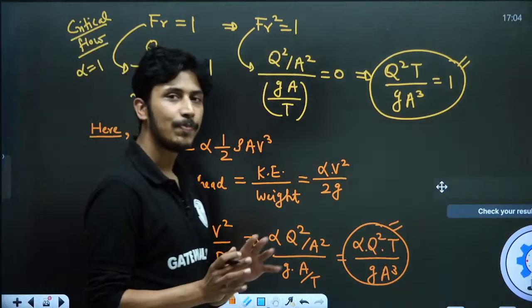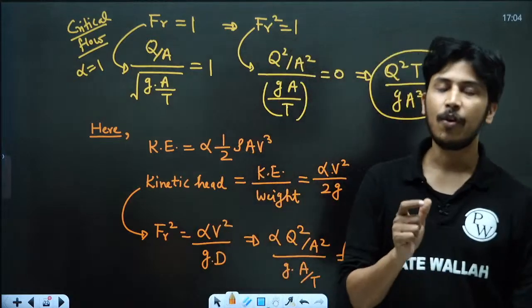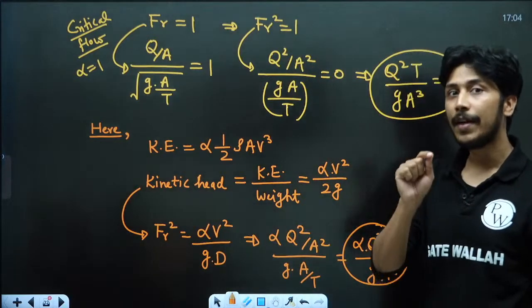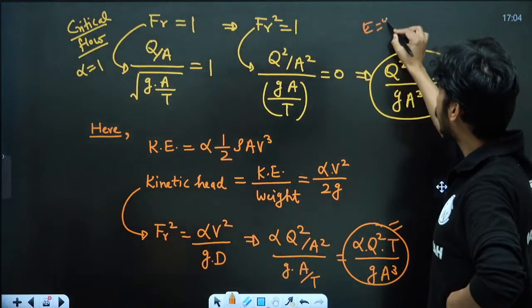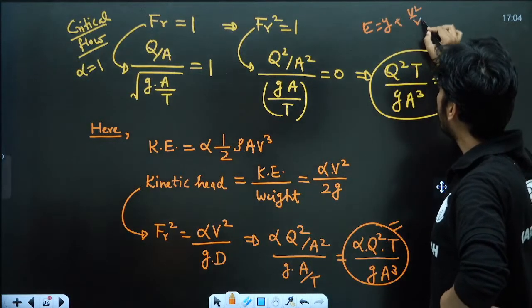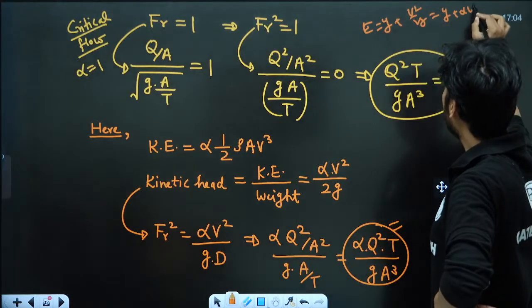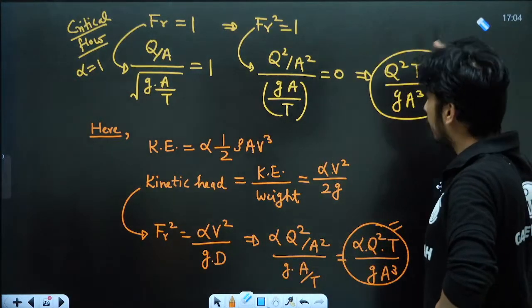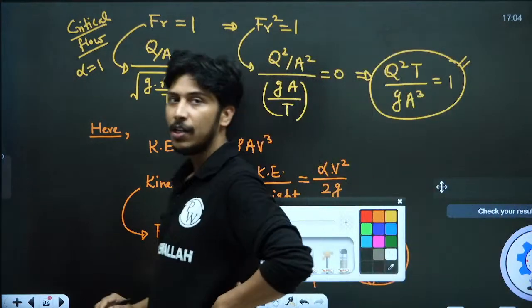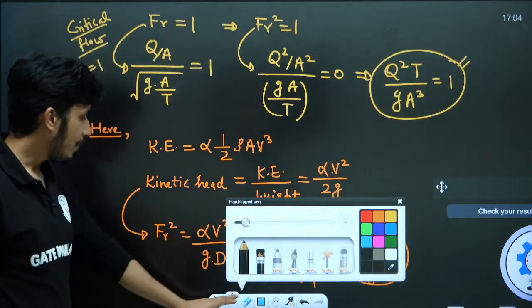They have asked the specific energy, but the trick was that they have given alpha as 1.1. So what is the specific energy? The specific energy is actually y plus V square by 2g. So that will be y plus alpha V square by 2g. Alpha will be there. So wherever alpha V square is there, you just multiply by alpha if alpha is not 1.